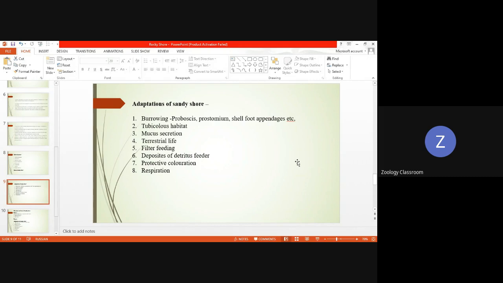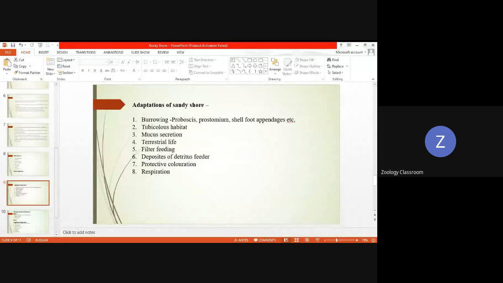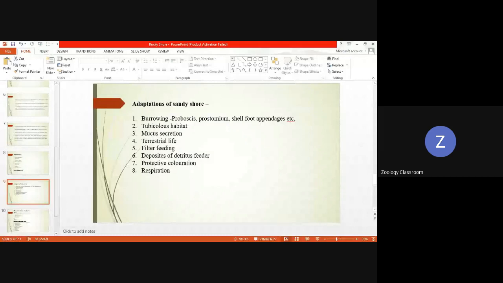As sandy shores have shifting substratum due to wind action and wave action, most of the animals can quickly burrow into the sand. Such animals have the following adaptations for burrowing. The proboscis. Proboscis is the organ present at the anterior side of the body. This proboscis is found in Balanoglossus. Anterior proboscis is very conical in shape, which is used for burrowing.